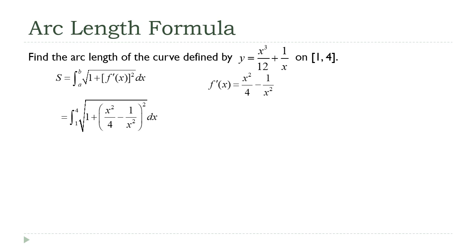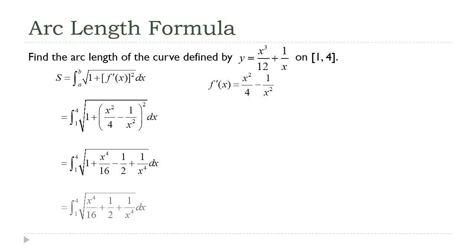And hopefully you're seeing how some nice things are going to happen. We've got that x squared on the top and the x squared on the bottom. So if you multiply that out, the integral becomes the integral from 1 to 4 of the square root of 1 plus x to the 4th over 16 minus 1/2 plus 1 over x to the 4th. Now, here's that interesting little twist that I promised you. Let's simplify this first. 1 minus 1/2, that's positive 1/2. Sorry, I left out a step.